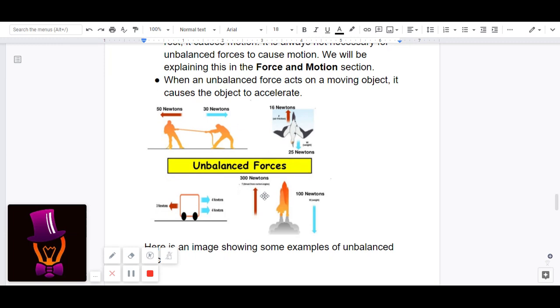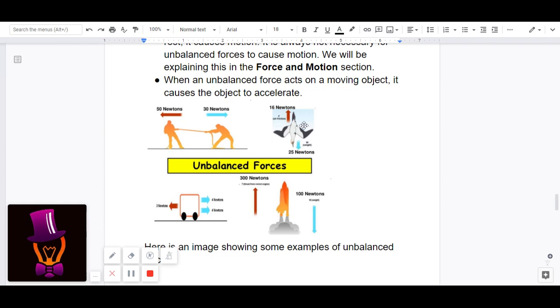Here's an image of unbalanced forces. These two people are pulling the rope, one with 50 newtons, one with 30 newtons. Remember, newton is the SI unit of force. Hence, the rope is moving towards this side.